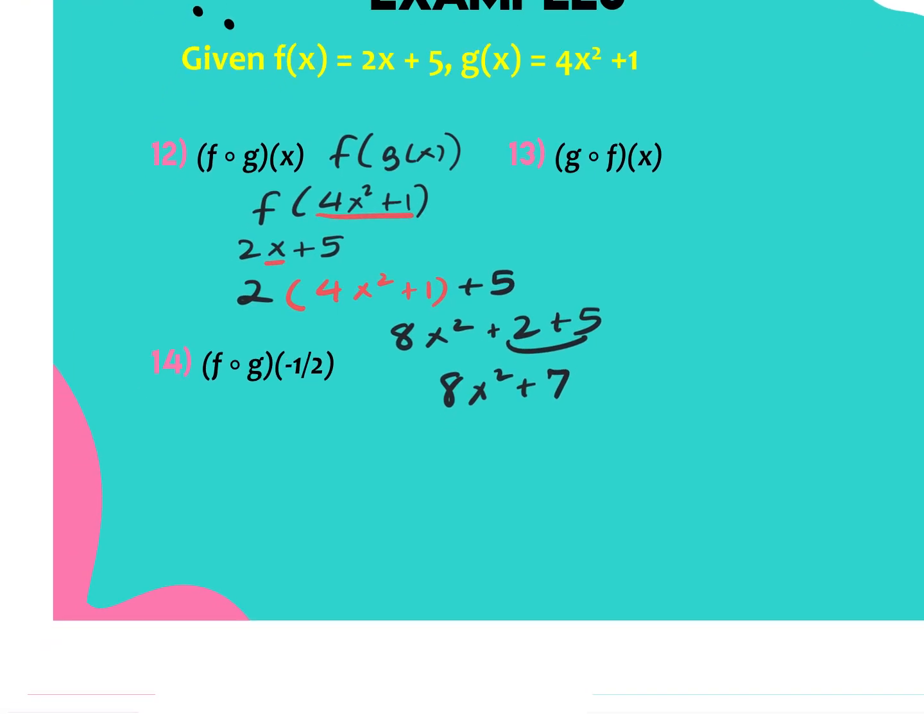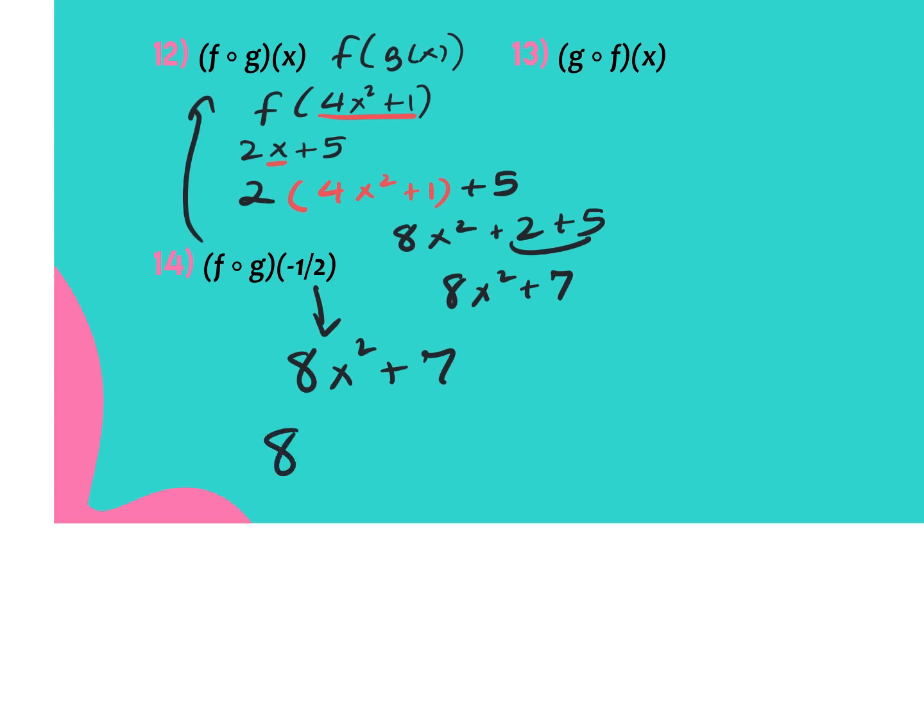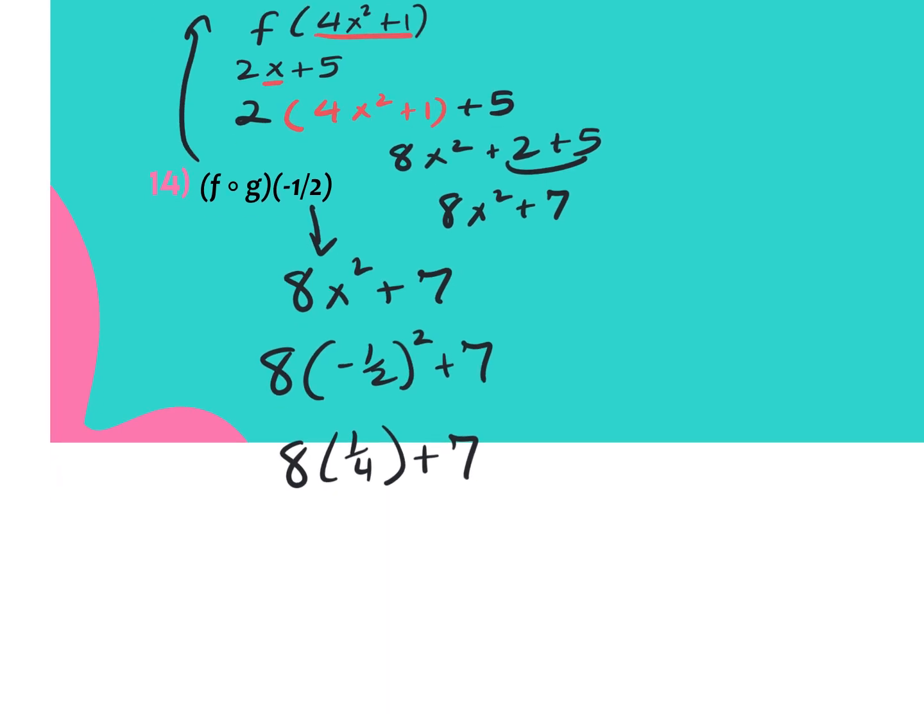And now let me go ahead and go right down below, since that's the same function that we want to use. So I'm going to take what I just got, the 8X squared plus 7, and now I'm plugging in negative 1/2 for my X. So 8 times negative 1/2 squared plus 7. Negative 1/2 squared is 1/4. 8 times 1/4 is 2, 2 plus 7, and the answer is 9.